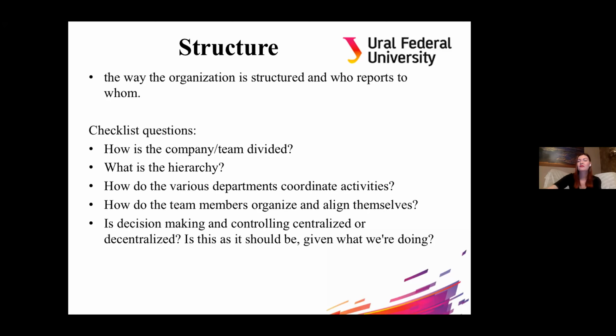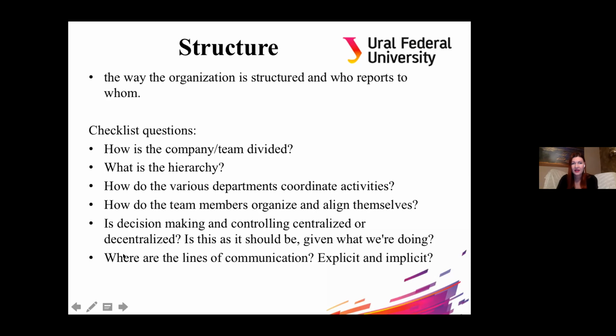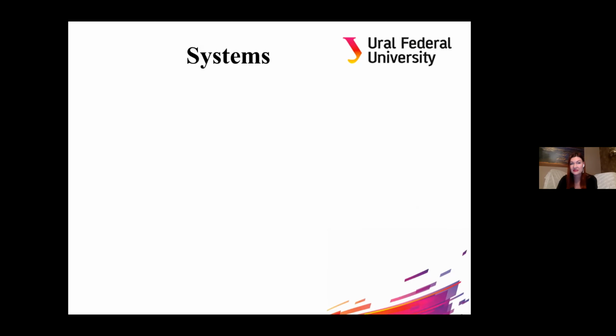Okay. Of course, the ideal situation is like this, but when somebody from this chat creates some bank, I will ask you to do this. It's right, but nowadays we don't have it, and it's a problem. Okay, where are the lines of communication, explicit or implicit?